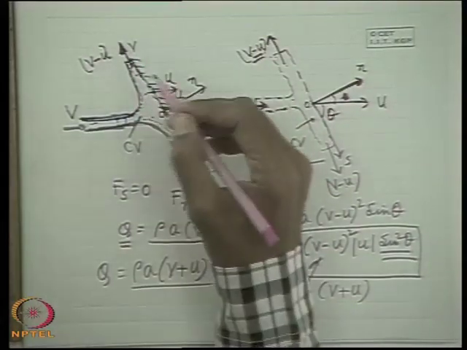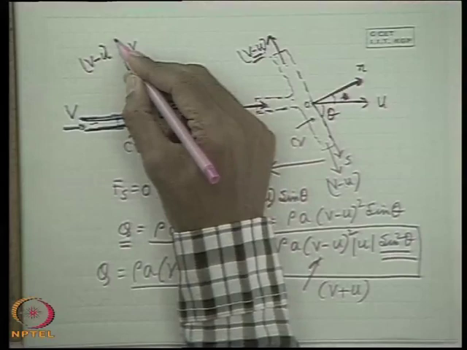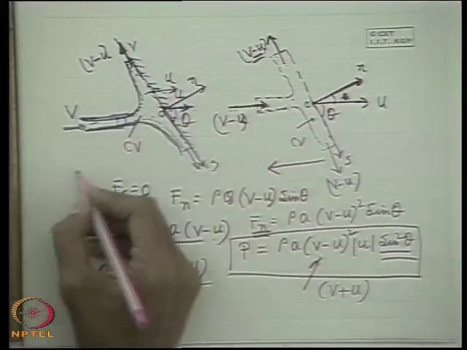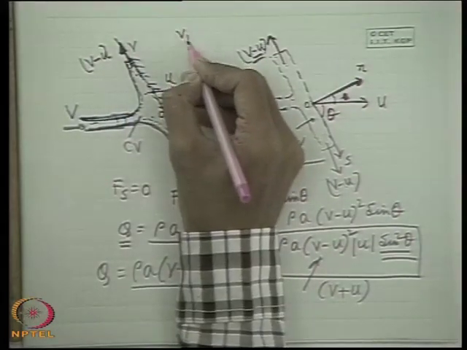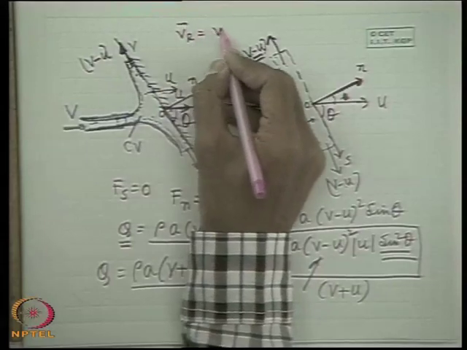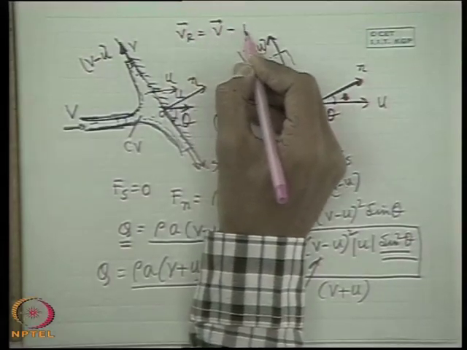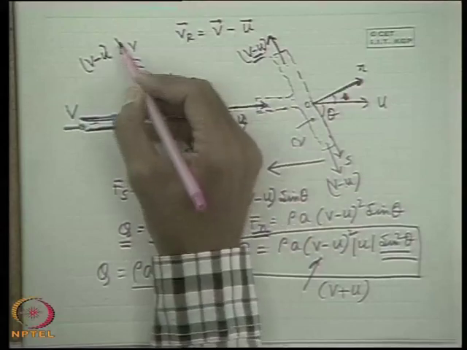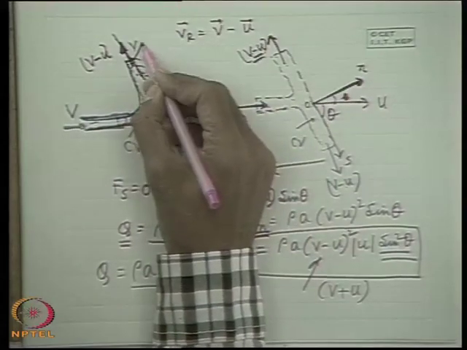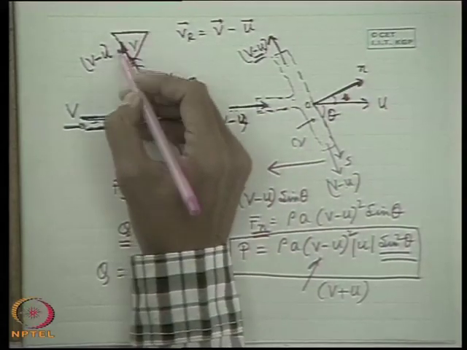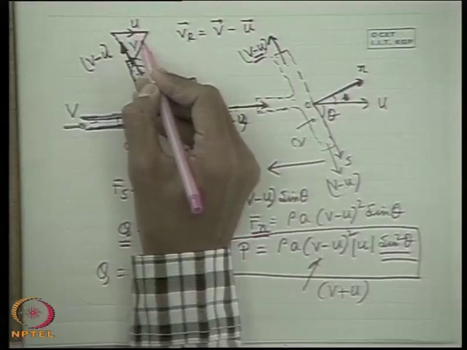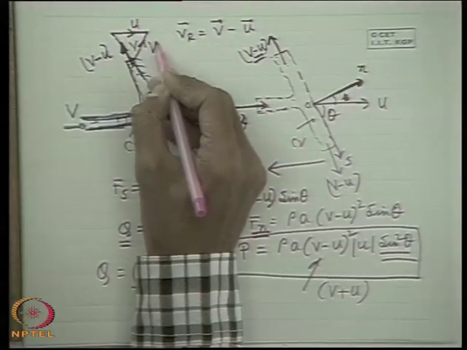We can find out what is the actual velocity. By doing so, we can make the relative velocity equal to the absolute velocity vector minus the velocity of the plate. Therefore, if we make this, we will have a velocity triangle. That means, if this is u, so this will be your V0.